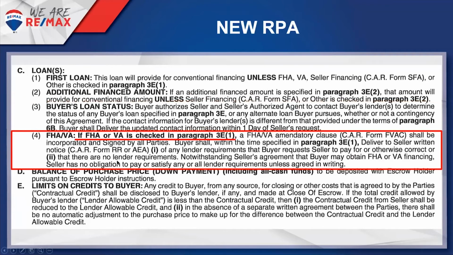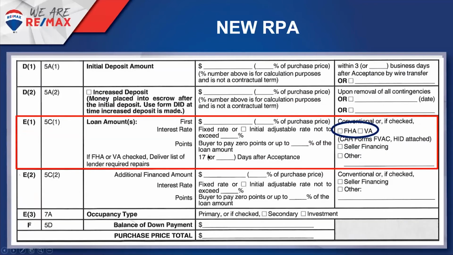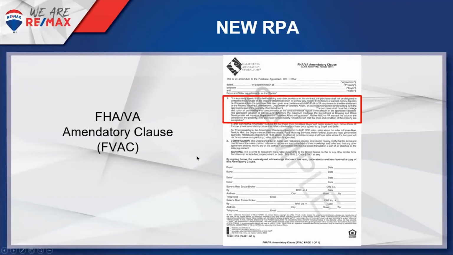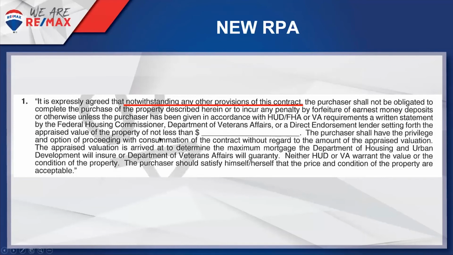If FHA or VA loan is checked, again, in 3E, then the FHA VA Mandatory Clause is incorporated into the contract and is to be signed by all parties. It becomes automatically part of the contract. And of course, that mandatory clause says, notwithstanding any other provision in the contract. What does that mean? It cannot be waived. The buyer's removed his contingencies. He wrote a non-contingent, loan-contingent offer on his VA purchase.